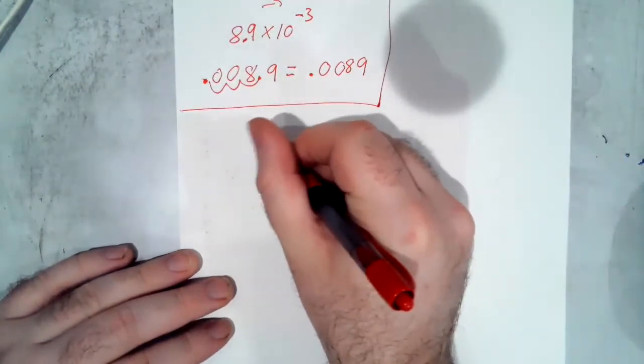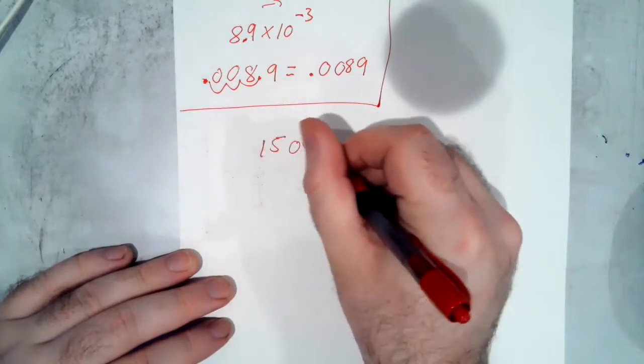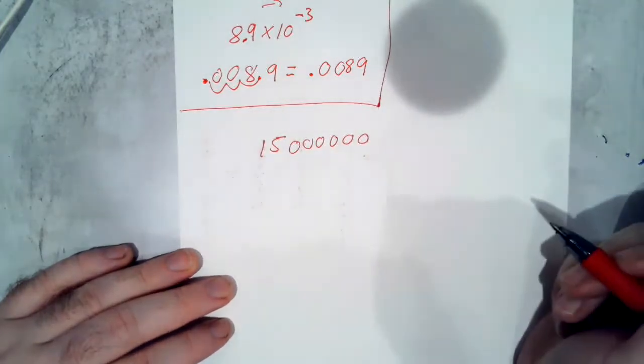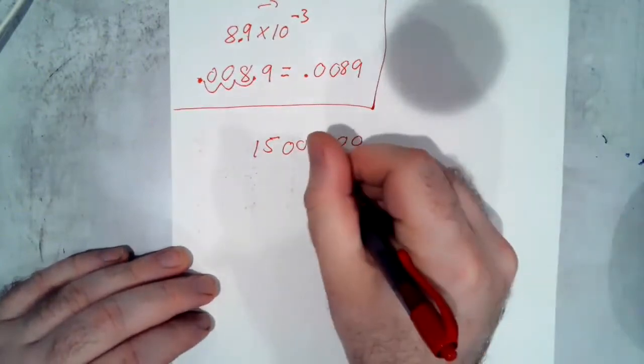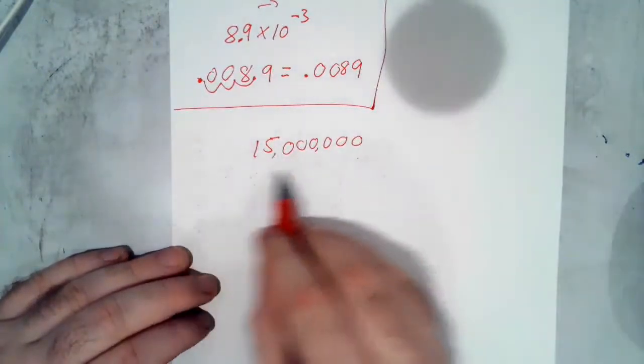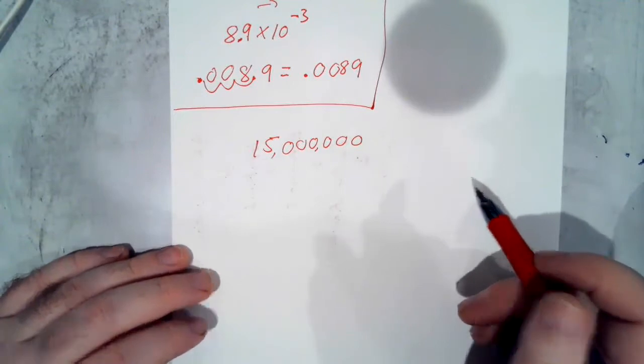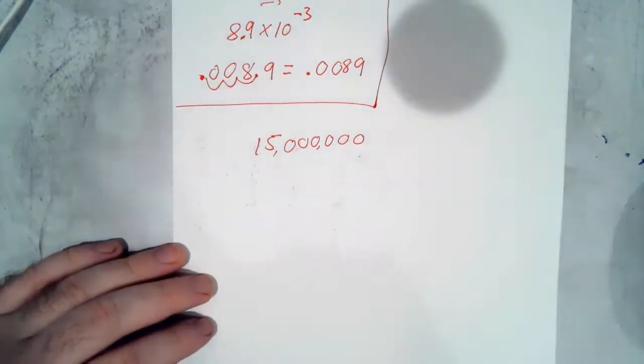Let's say we have this number here. It's kind of a big number, right? And maybe we don't want to say 15 million. Maybe you want to put it in scientific notation.